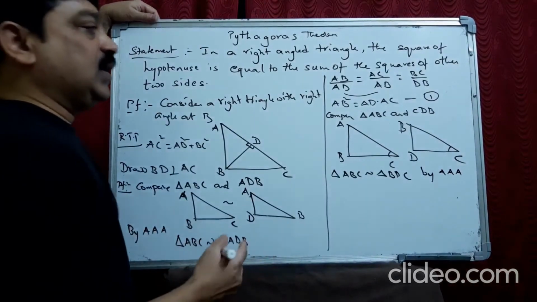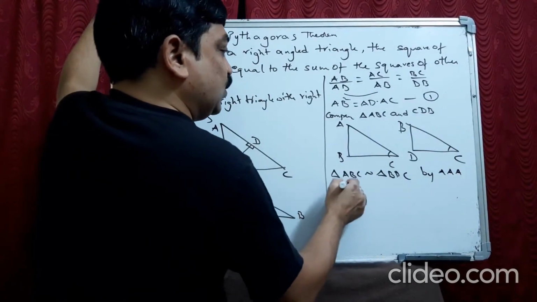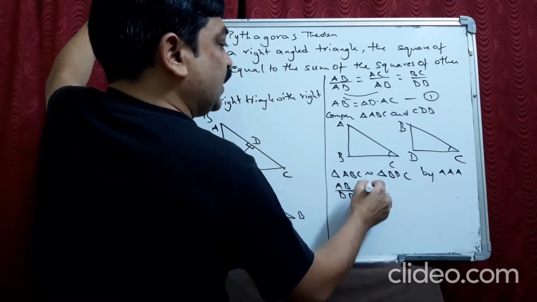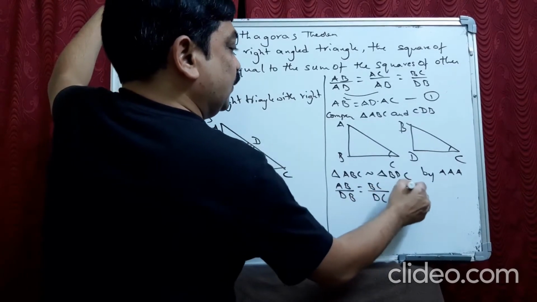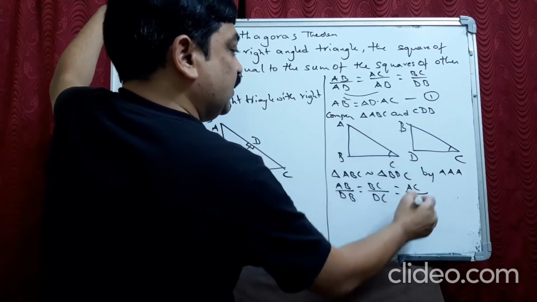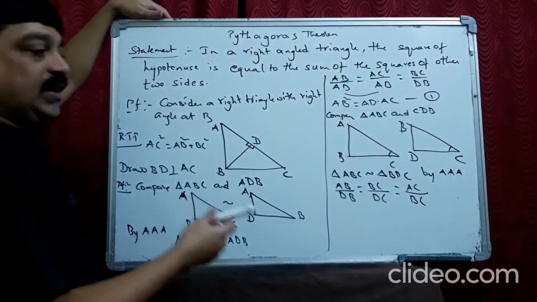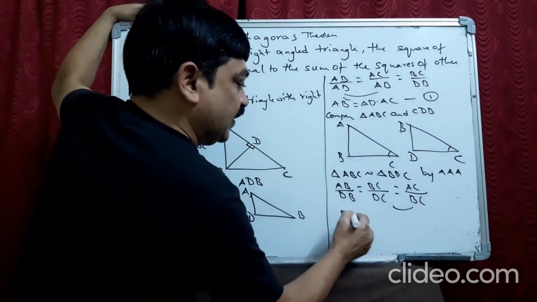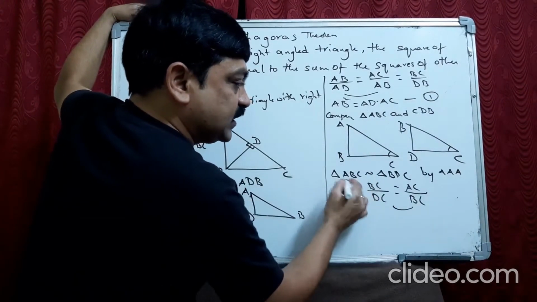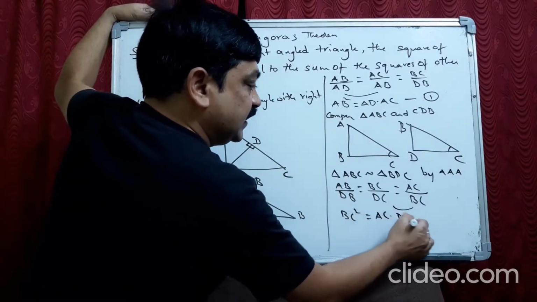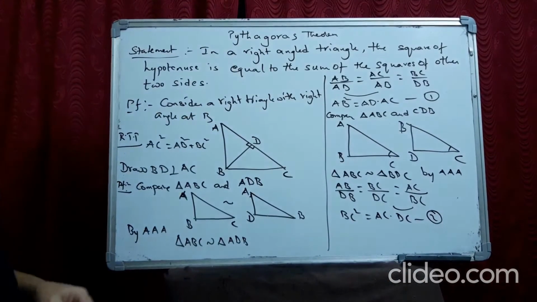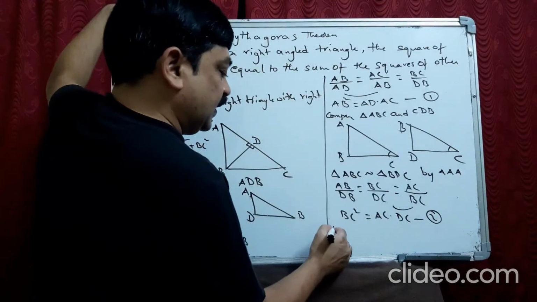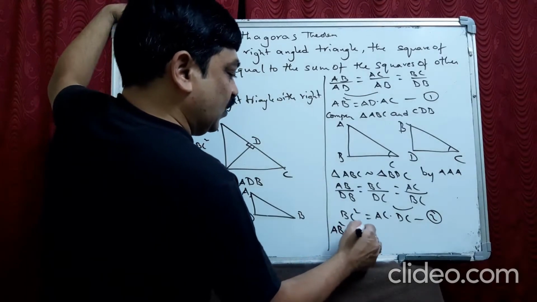When both triangles are similar, you can compare the ratios. So AB by DB is equal to BC by DC is equal to AC by BC. Now I take these two. When you cross multiply these two, BC square is AC into DC. Take this as 2.